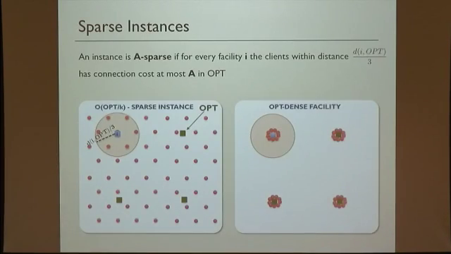So here you're fixing one particular optimal solution. Yes, I assume the optimal solution to be unique. You can also do it with LPs.